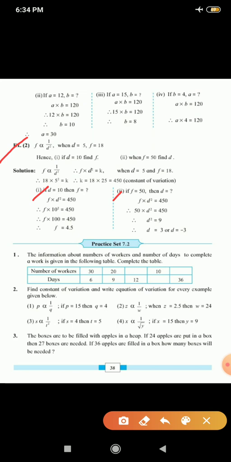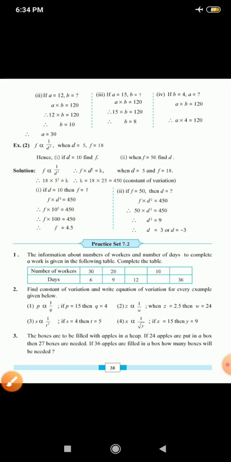The information about the number of workers and the number of days to complete a work is given in the following table. So complete the table. Number of workers: 30 workers 6 days, 20 workers 9 days, dash workers 12 days, 10 workers dash days, and 36 workers dash days. So let's go to the next page where the problems are solved.